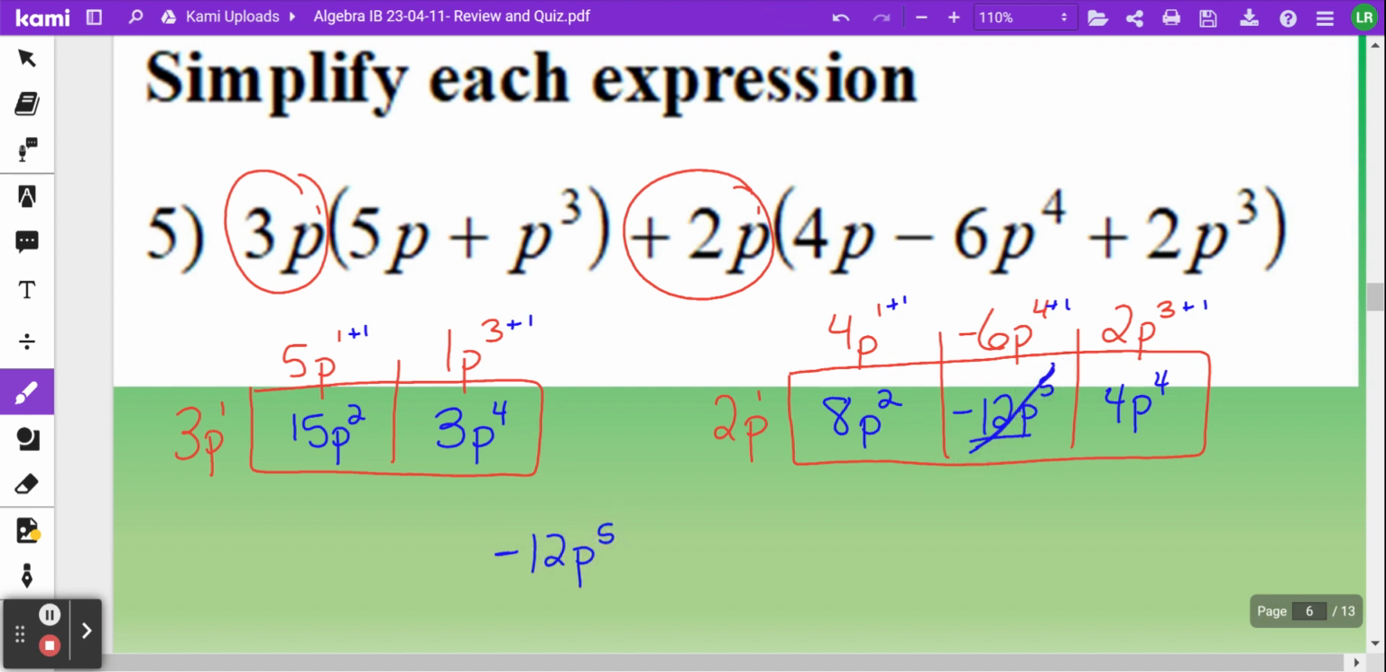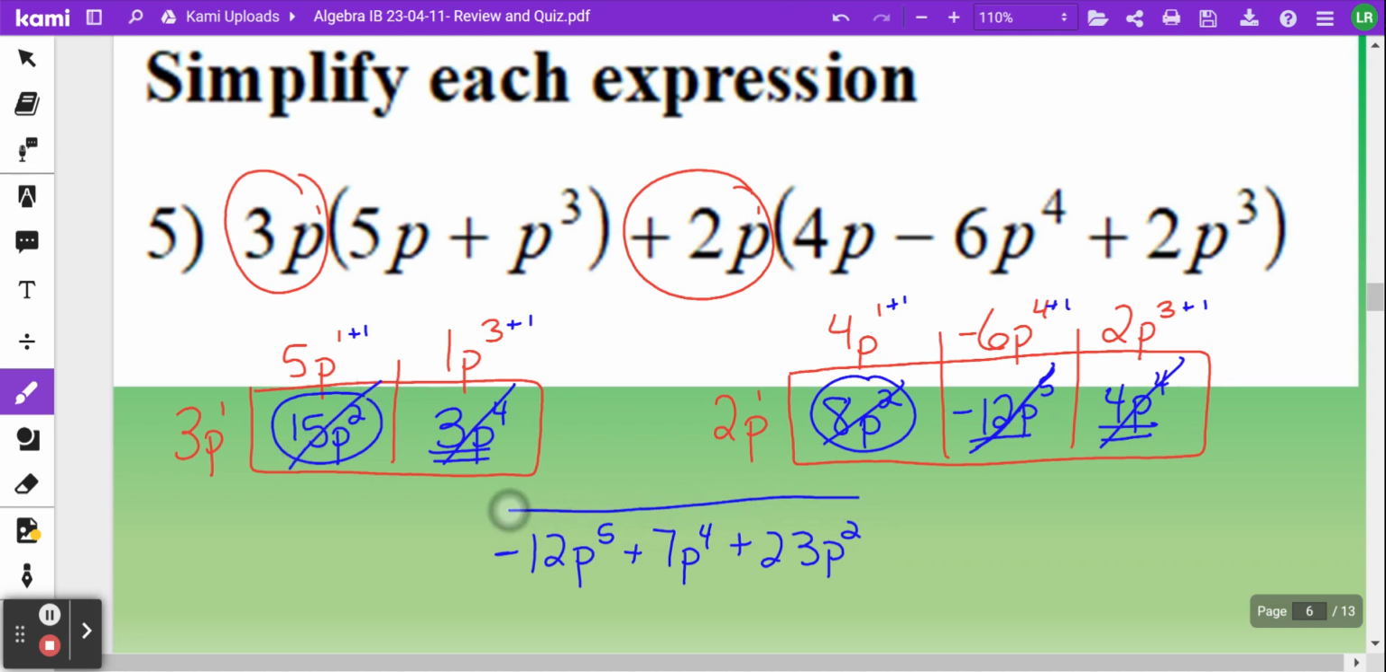My p to the fourths, we have 3 and 4. 3 plus 4, I have 7 of the p to the fourths. And then my p squareds, 15 plus 8, that would be 23 of the p squareds. And that would be my answer. So make sure you're taking your time, be careful as you are going through these problems.